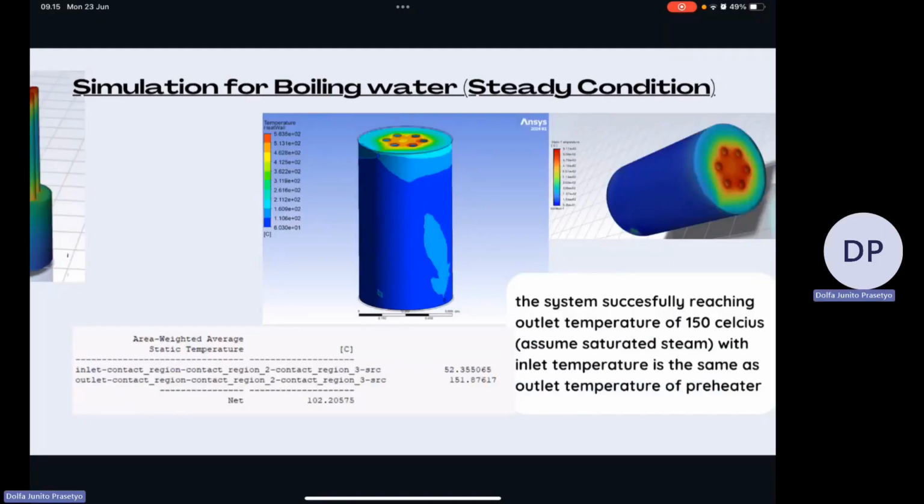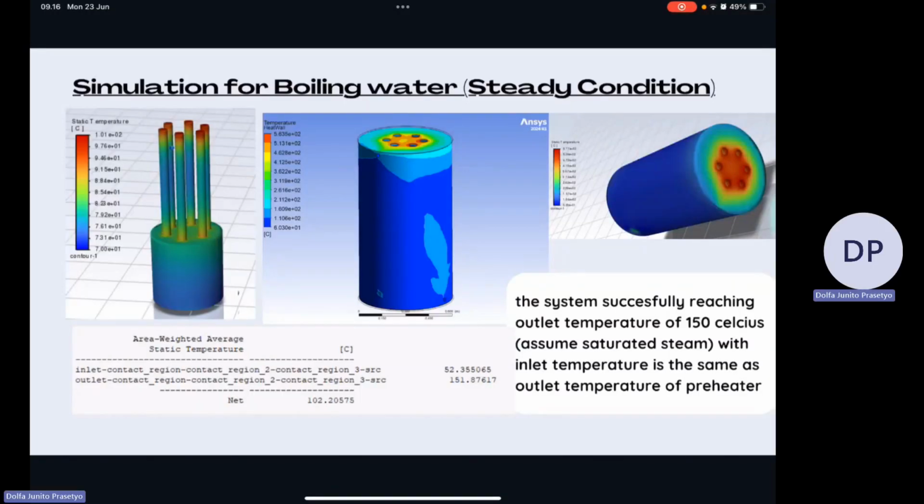The next one, after doing that, we do the simulation for boiling water. After getting that result in the starting condition simulation, we proceed to the steady condition. In the steady condition, it's successfully simulated. All the pictures show that the outlet temperature of the boiler is successfully reaching 150 degrees Celsius, as mentioned in our design requirement. And the inlet itself is the same as the outlet from the preheater, which is about 52 degrees Celsius.